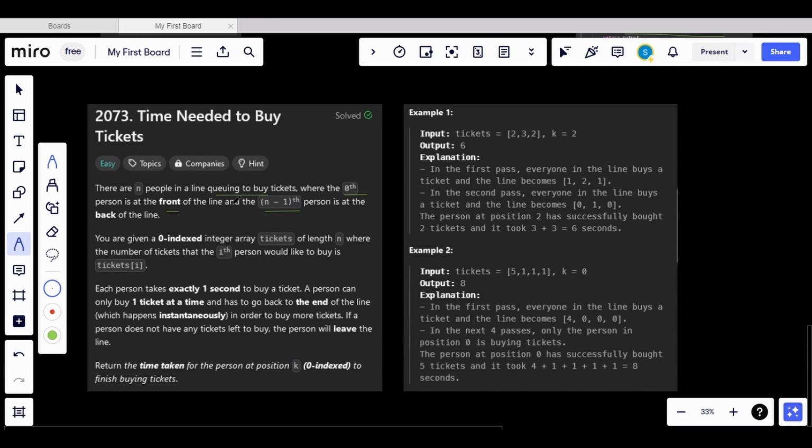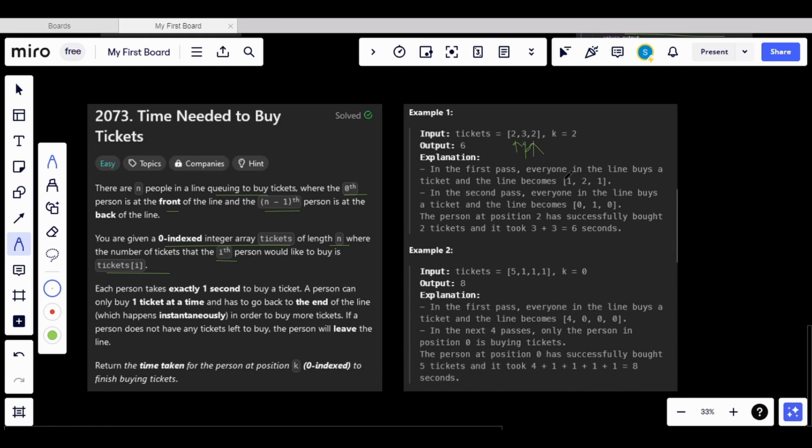There are n people in a line queuing to buy tickets, where the 0th person is at the front of the line and the n-1th person is at the back of the line. You are given a 0-indexed integer array tickets of length n, where the number of tickets that the ith person would like to buy is tickets[i]. So basically, the first person wants to buy 2 tickets, the second person wants to buy 3 tickets, the third person wants to buy 2 tickets, right?